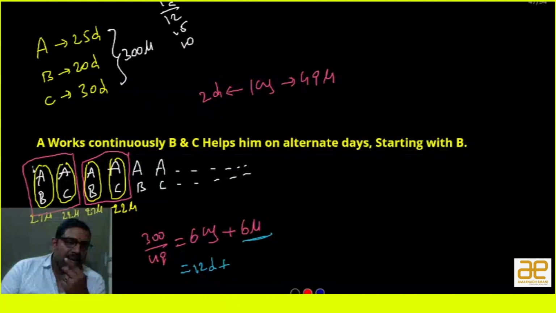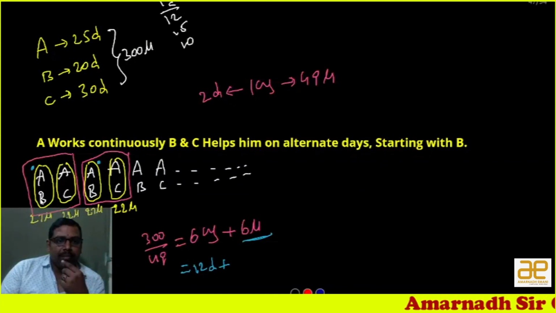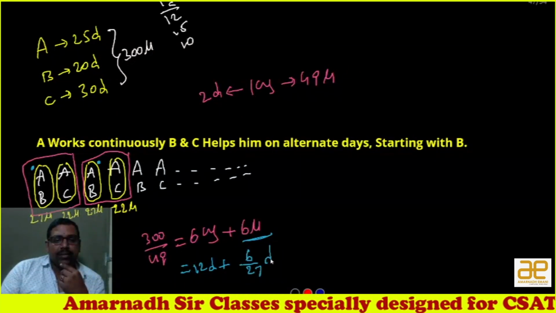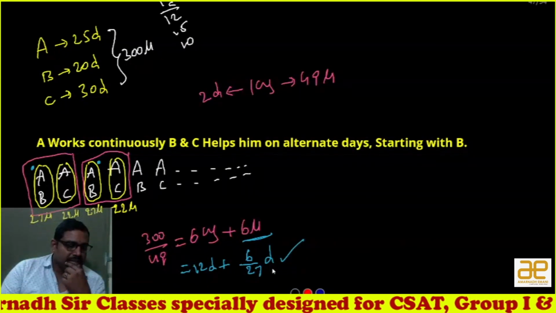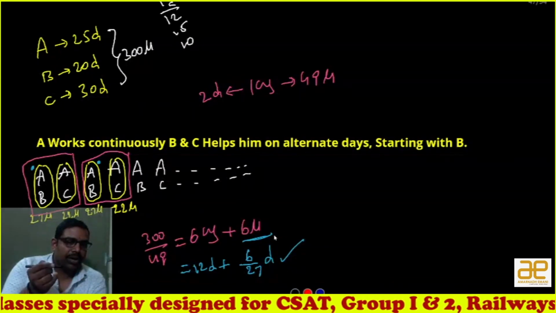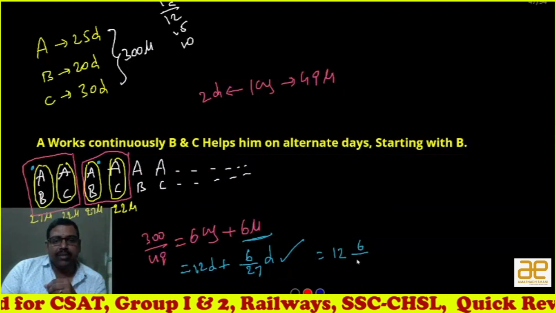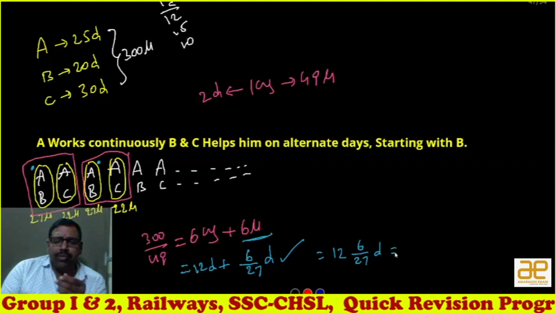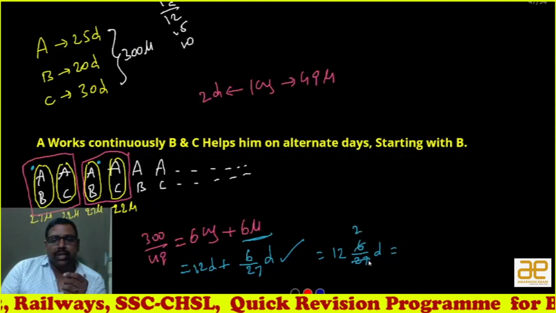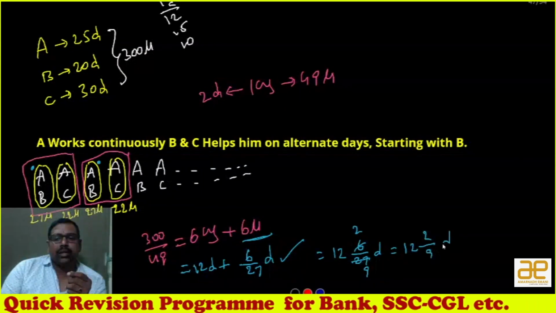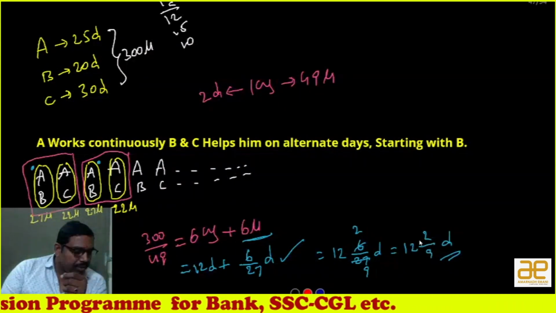Each cycle will be started by A and B together, right? That's why these 6 units will also be given to A and B. A and B in one day can complete 27 units, so 6 by 27 days. So the answer is 12 days plus 6 by 27 days. Or collectively we can say 12, 6 by 27 days. We can cancel with 3, 3 2s, 3 9s. So the answer is 12 2 by 9 days. Clear for you? Or any doubt?